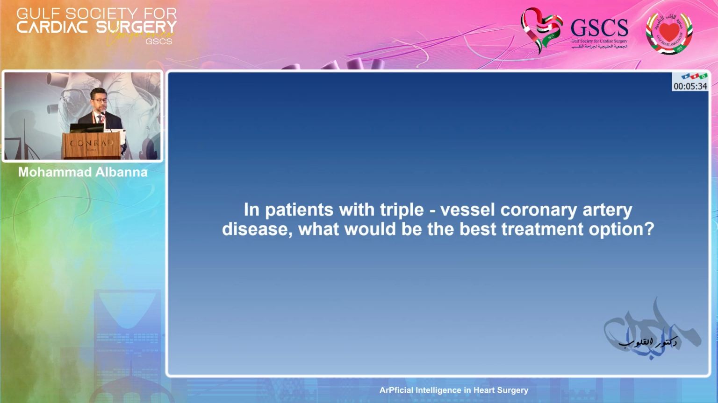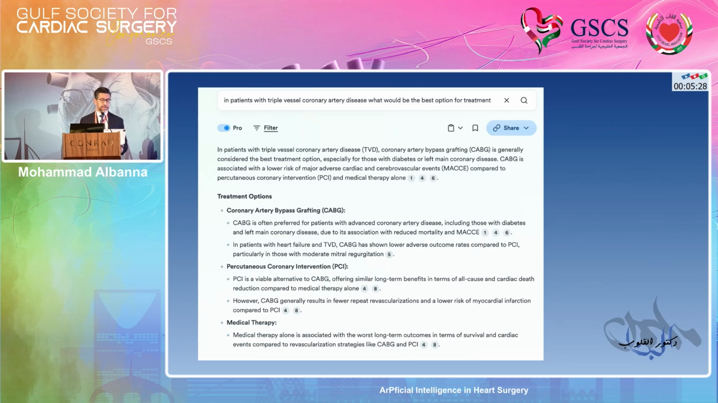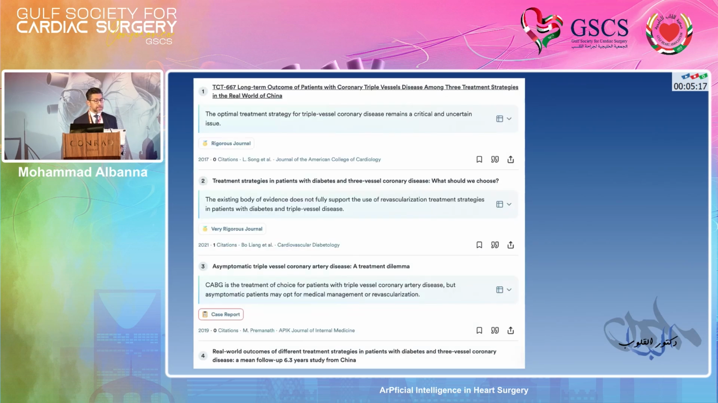For example, I asked it about treatment options for someone with triple vessel coronary artery disease, and it gave me the answer that coronary artery bypass is generally considered the best treatment option, listed clear indications, and then went on to list the trials it used.